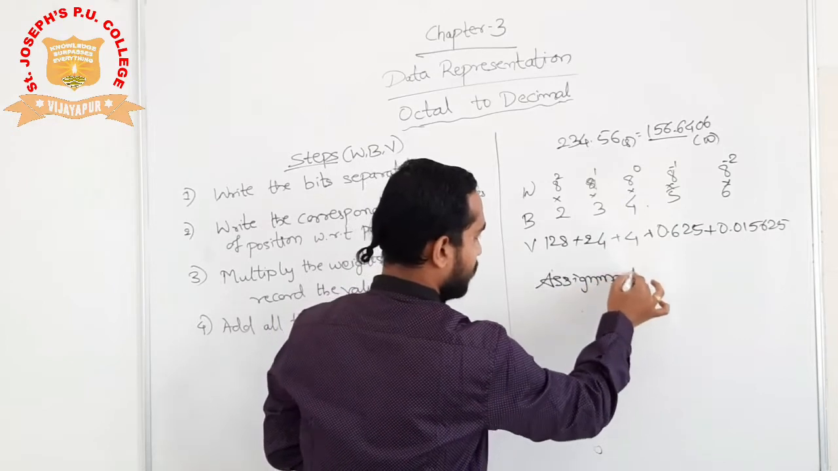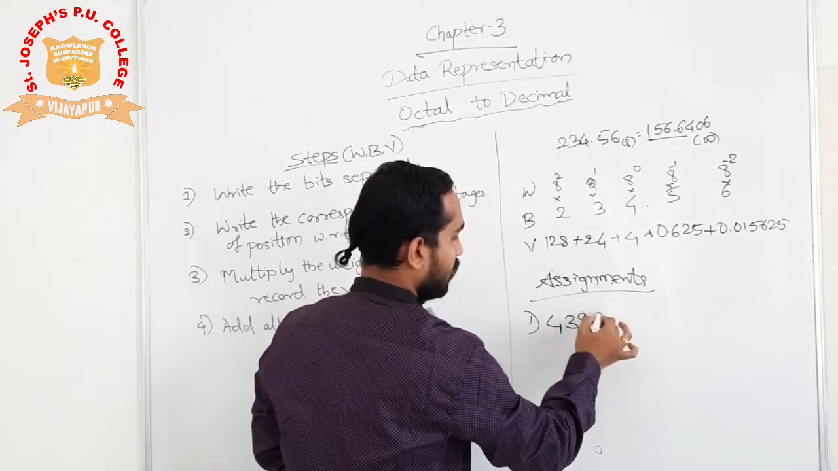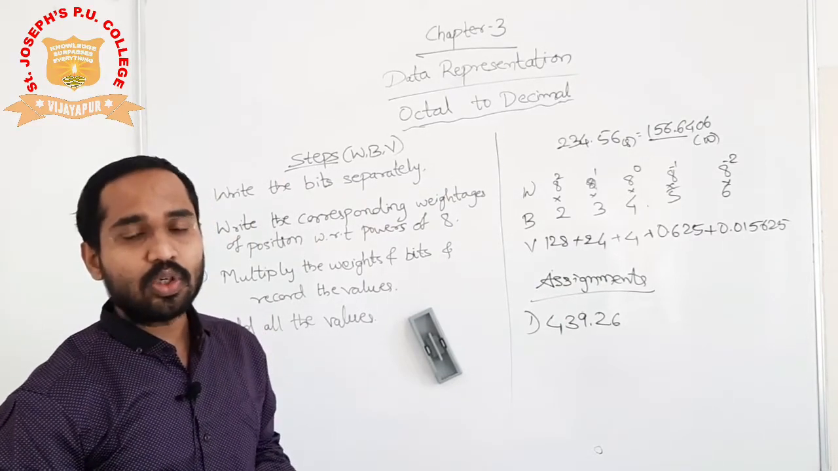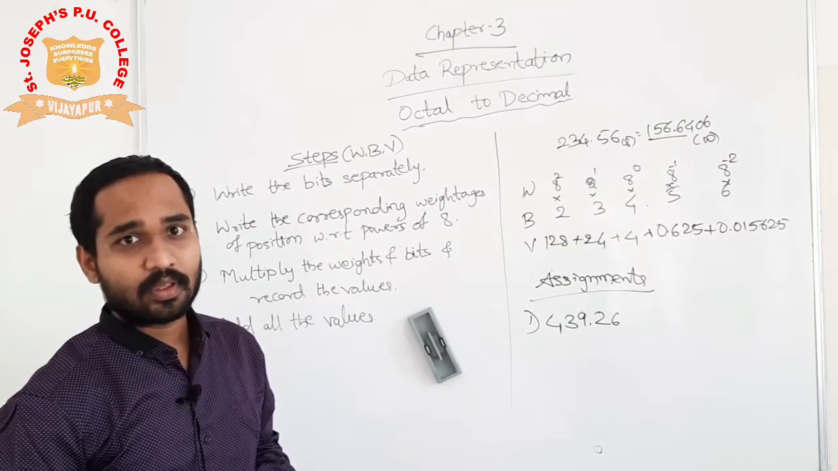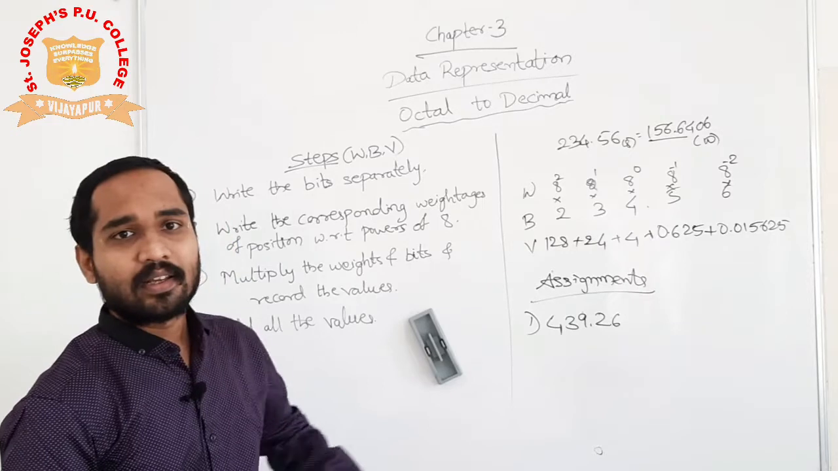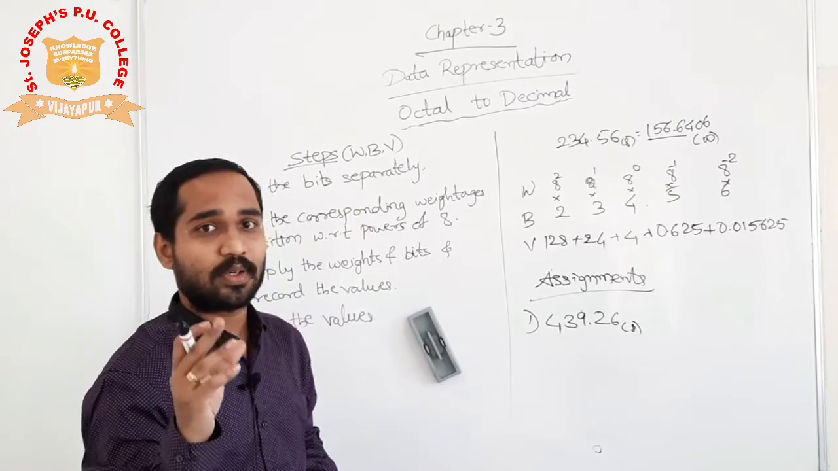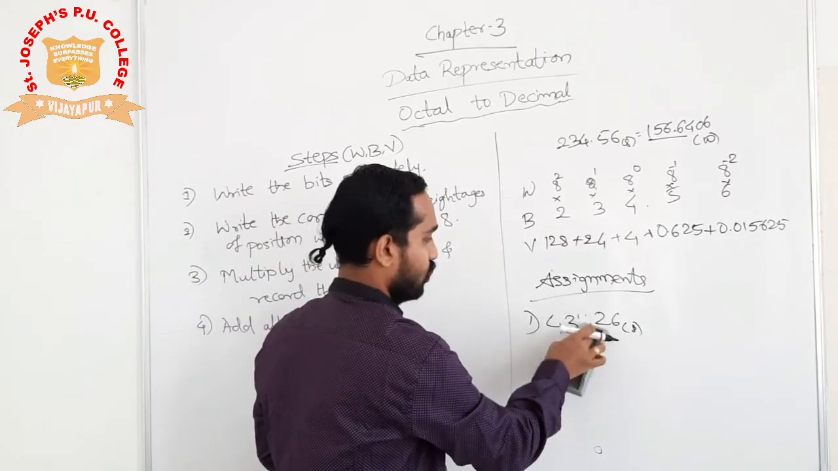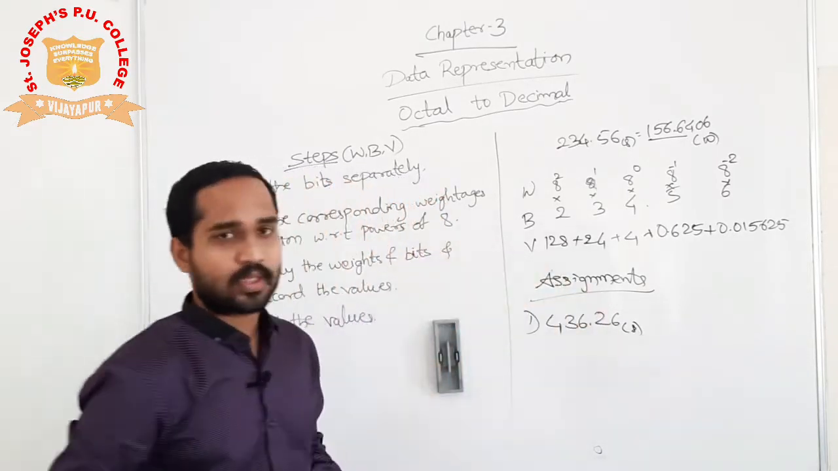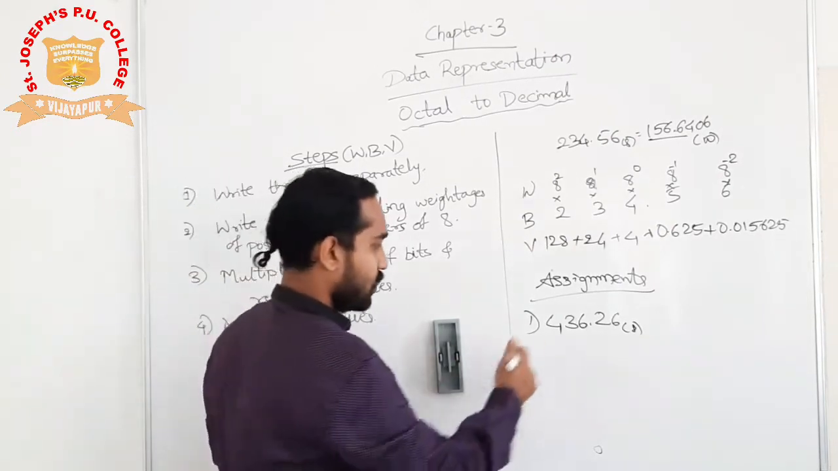Given an octal number, that is 439.26. You have to convert it into decimal. Is that possible? Concentrate on the number again. What I have given? 439. This 9, is it an octal number? No, not possible. Only 0 to 7. So this 9 has to be removed. 9 cannot come. Any other number? 436.26. That is fine, a valid octal number. You have to convert it into decimal.